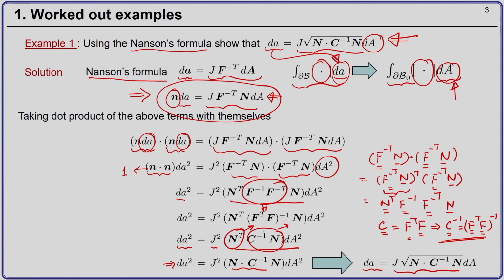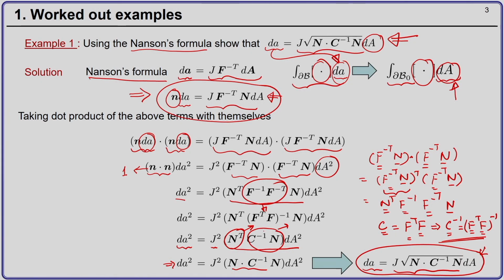So, that is how you can relate the spatial area to the material area, the infinitesimal spatial area to the infinitesimal material area. Okay. So, that is what we wanted to show. Using Nanson's formula and some identities, we were able to show the following relation. Okay. So, now moving to the next example.